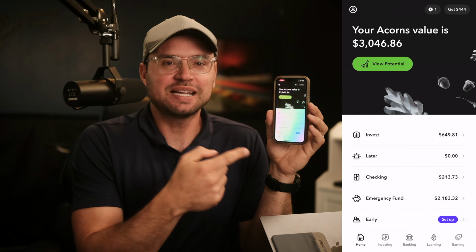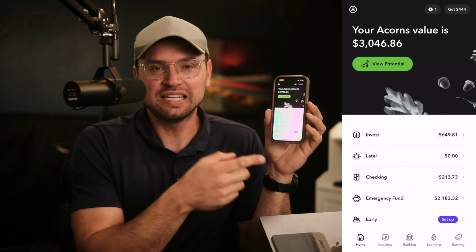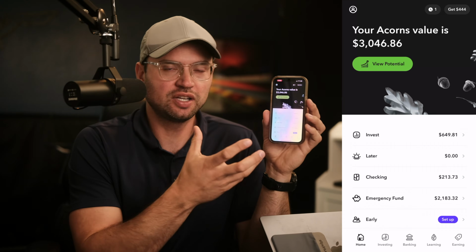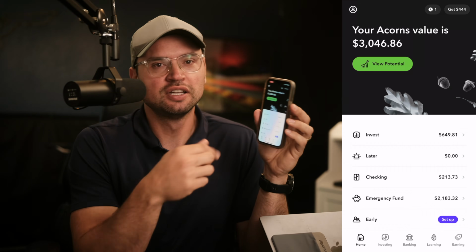Today I'll be giving you a step-by-step tutorial on how to invest in individual stocks through Acorns. A lot of people don't even know this feature exists, but if you've been trying to figure it out and it still seems confusing to you, you're in the right place.